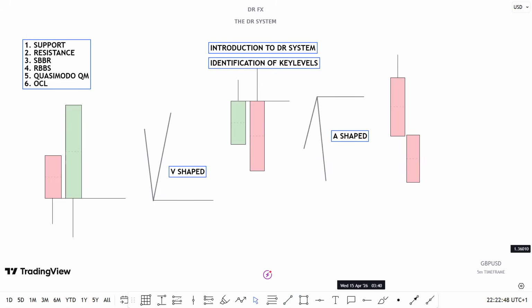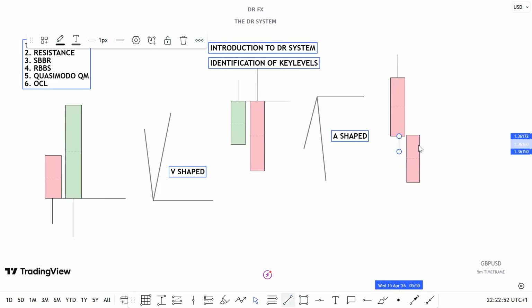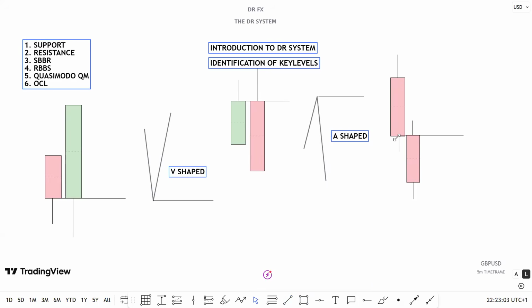Okay, so we have the OCL like this, and we have the OCL like this, right? So when you have two candles of the same direction, in between them, where they meet, their meeting points, their bodies, we are not worried about their wicks, right? So that is what we call an OCL, an open close level.